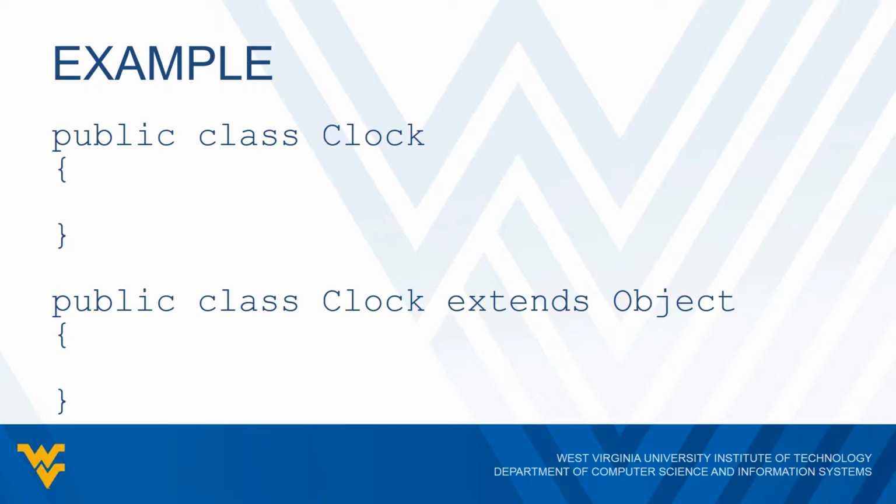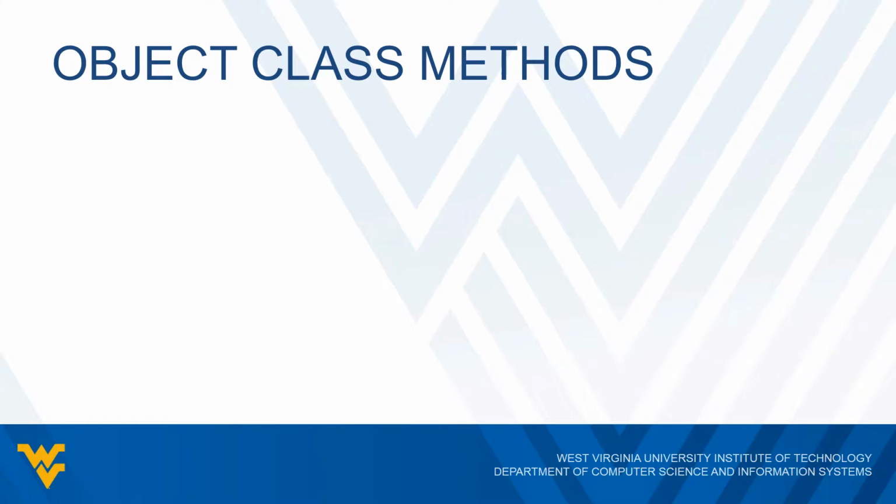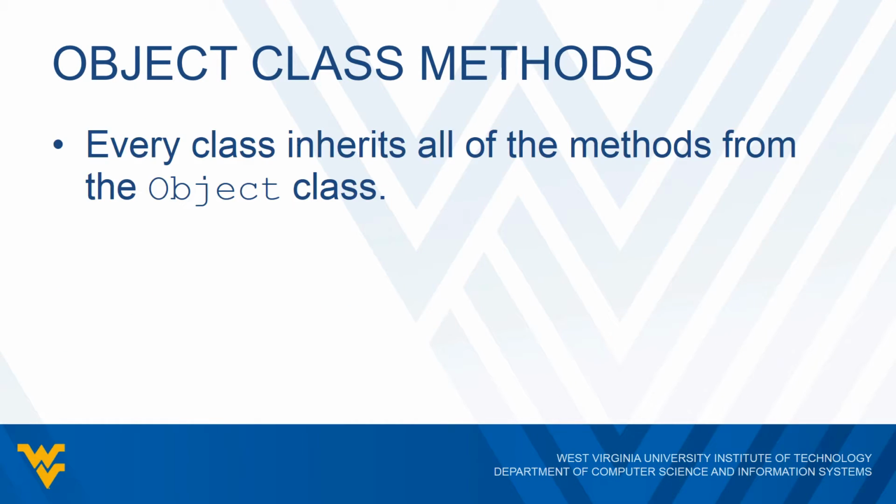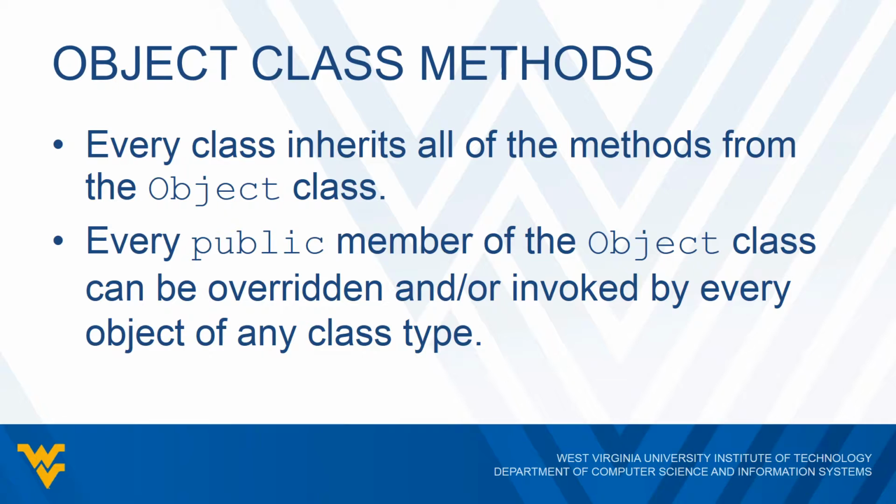So if we don't include the word extends, it's as if we were actually saying extends Object. So what we're saying here is that every class inherits all the methods from the Object class. What this means is that every public member of the Object class can be overridden, just like we did with the toString method. There are other methods that are involved with the Object class, so we can override those as well. It also means that we can invoke any of these Object methods on every object of any class type.